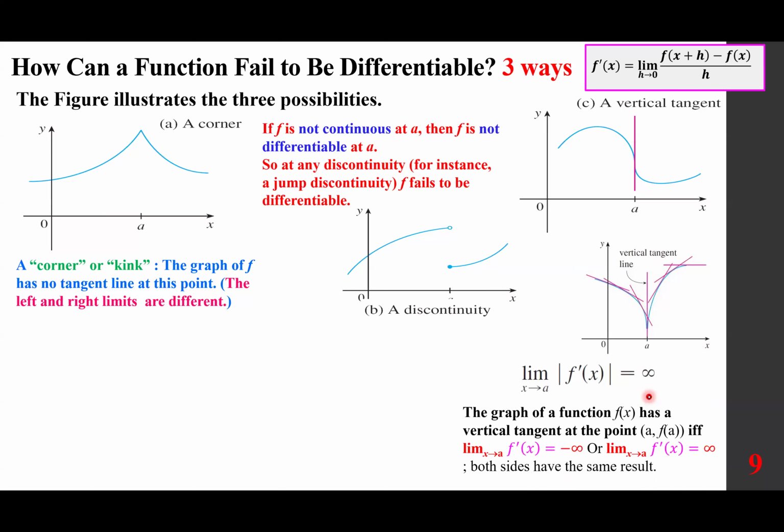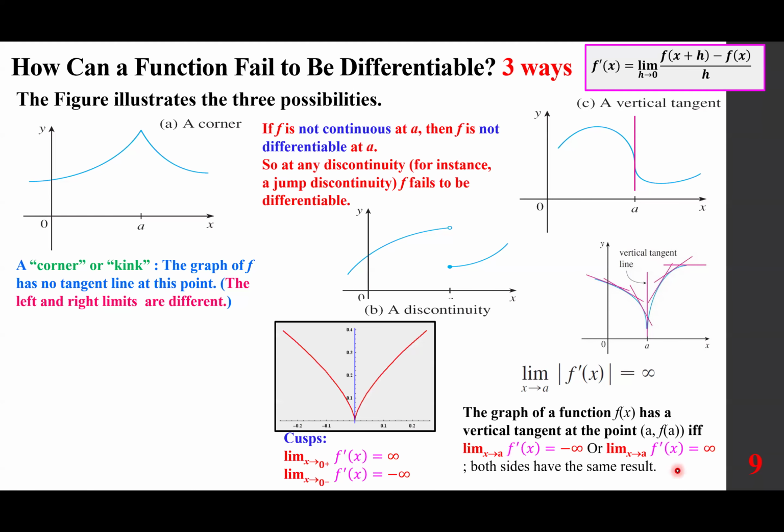What does it mean? The graph of a function f of x has a vertical tangent line at the point a, f of a, if and only if, from the left and right, the limit of f prime of x as x approaches a is negative or positive infinity. Both sides have the same result.